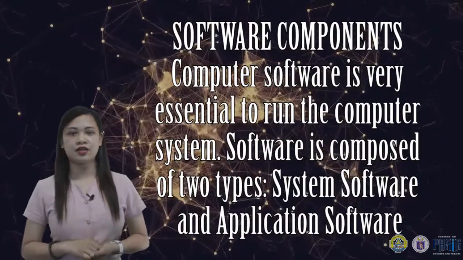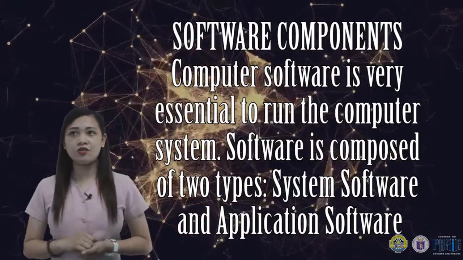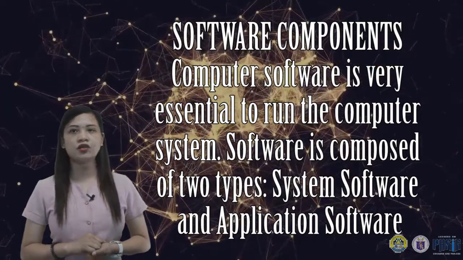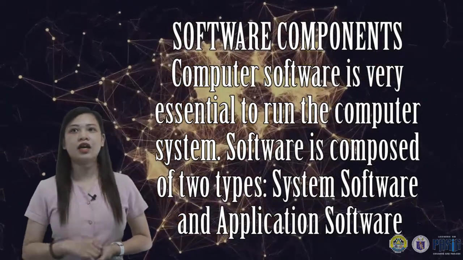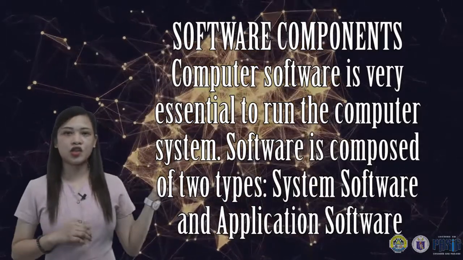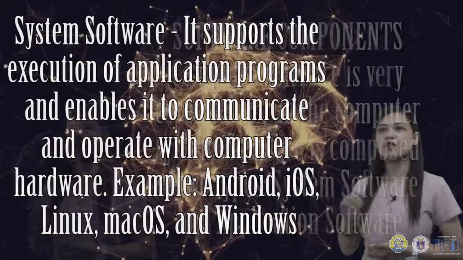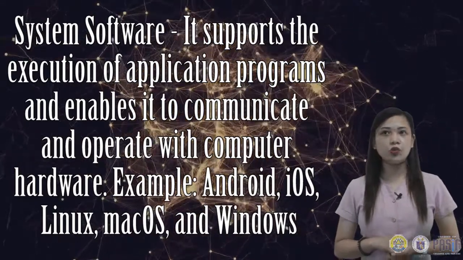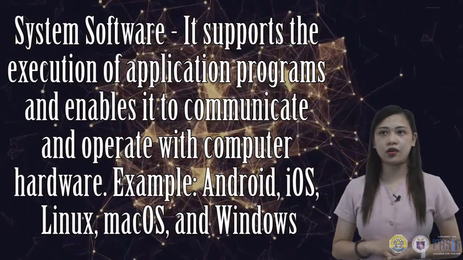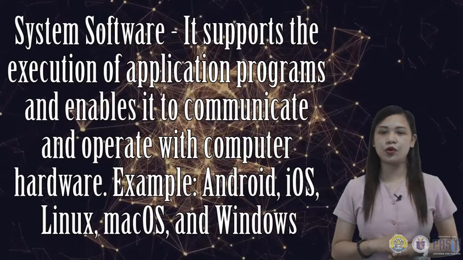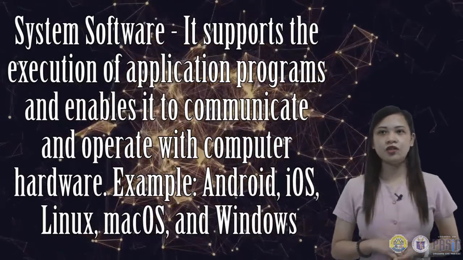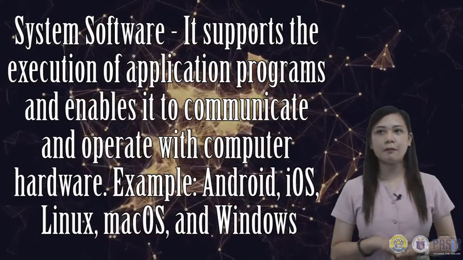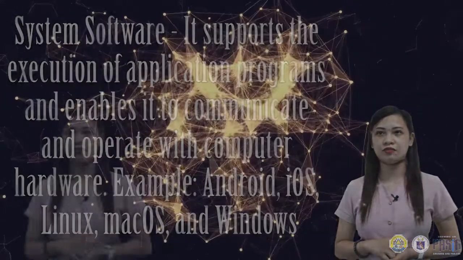Software components. Computer software is very essential to run the computer system. Software is composed of two types: system software and application software. System software. It supports the execution of application programs and enables them to communicate and operate with the computer hardware. Examples are Android, iOS, Linux, Mac OS, and Windows.